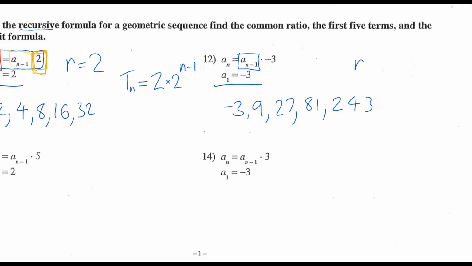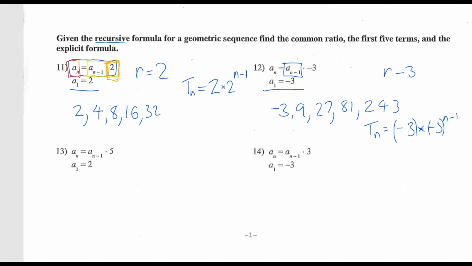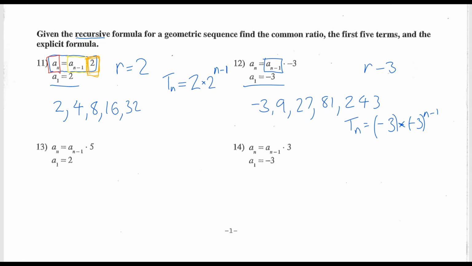Okay, here you can see R, or the number that we're timesing by our common ratio, is minus 3. And thus we use the formula Tn equals minus 3 times minus 3 to the n minus 1. Okay, give the other 2 a go.